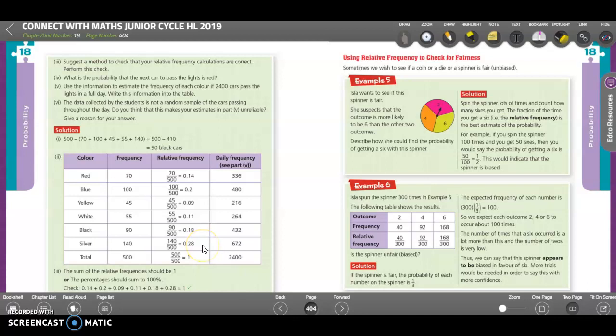Part 4 then, what's the probability that the next car to pass the light is red? So like I said, if I asked you this without doing the relative frequency calculation, you wouldn't know what's the probability a car that goes past is red. But now I know that I stood there, I counted, out of 500 cars, 70 of them were red. So 14% of the cars that went past me were red. So if I'm making a prediction about the future, then I would say, yeah, it's a 14% chance that the next car to go by is red, a 0.14 probability.